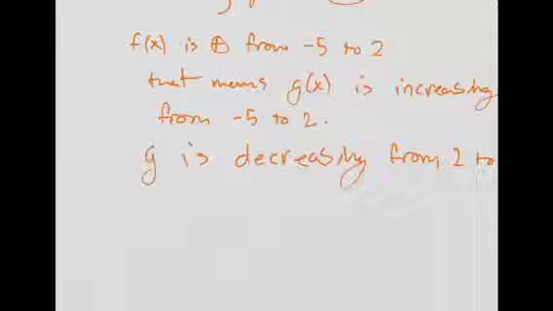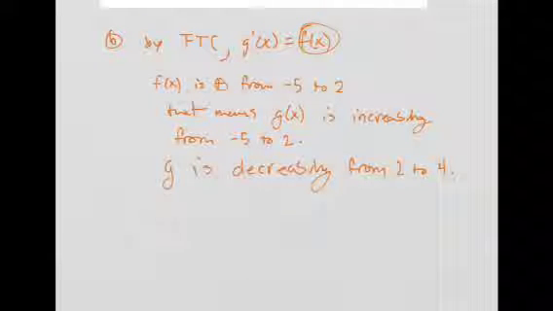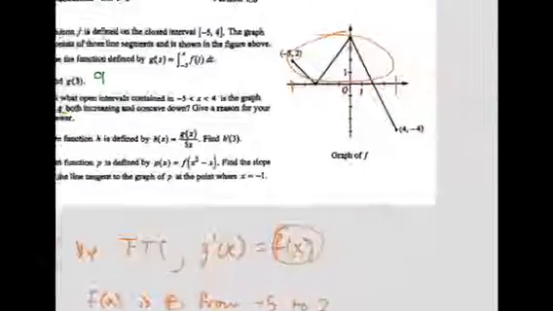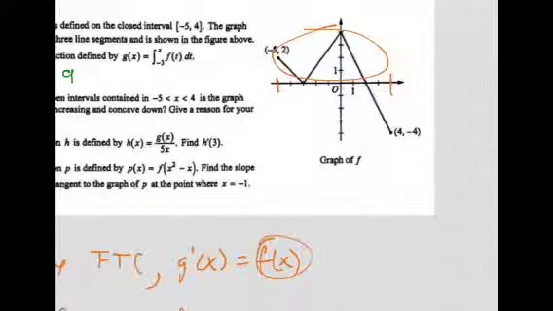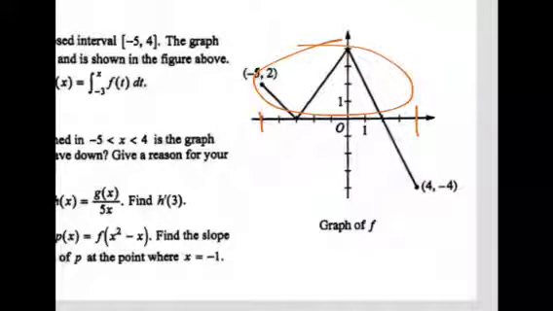Something to be careful about is saying g instead of it. Don't say it is decreasing, because then the reader doesn't know what you're talking about. So make sure you're specific with your pronouns. Now to think about concavity, you just think of the derivative of f, right? Because that would be the second derivative of g. So here we'll just take the derivative of f.